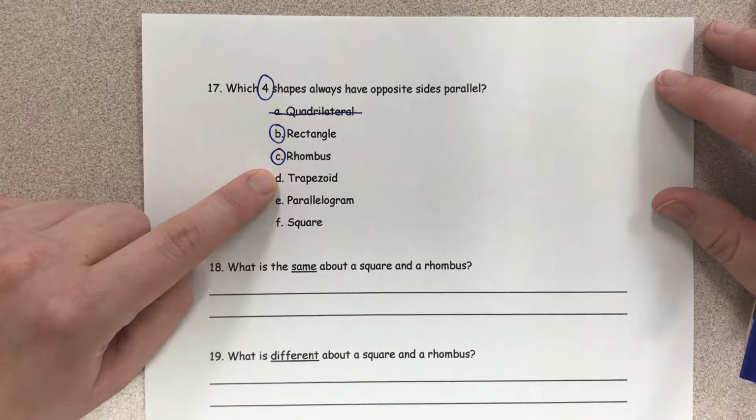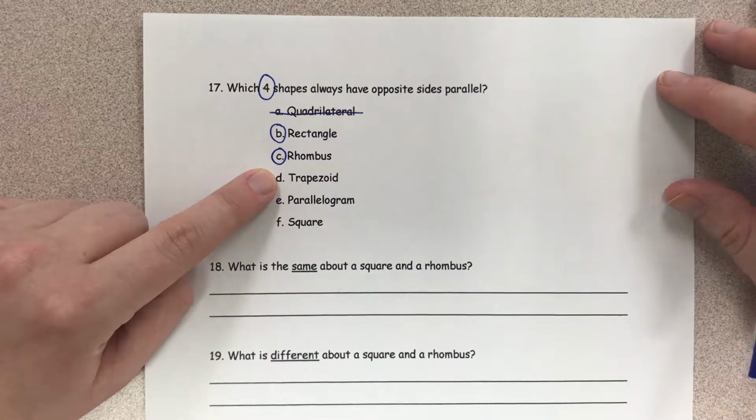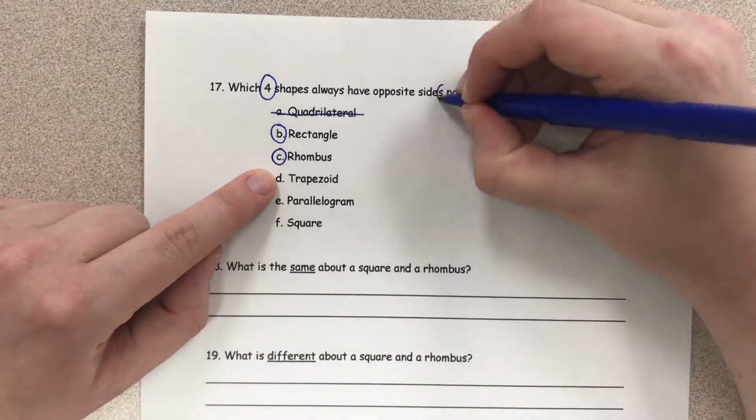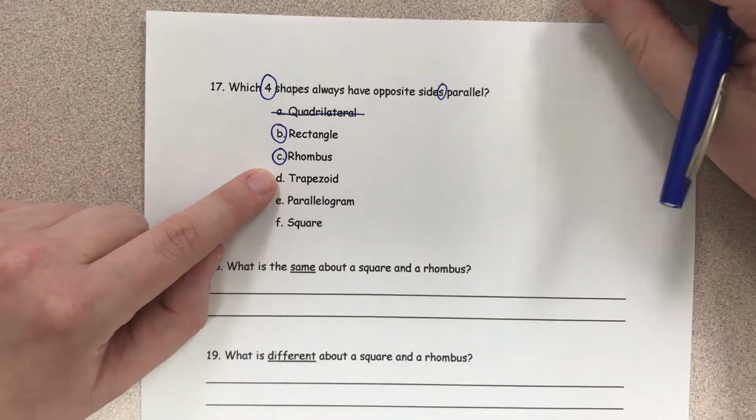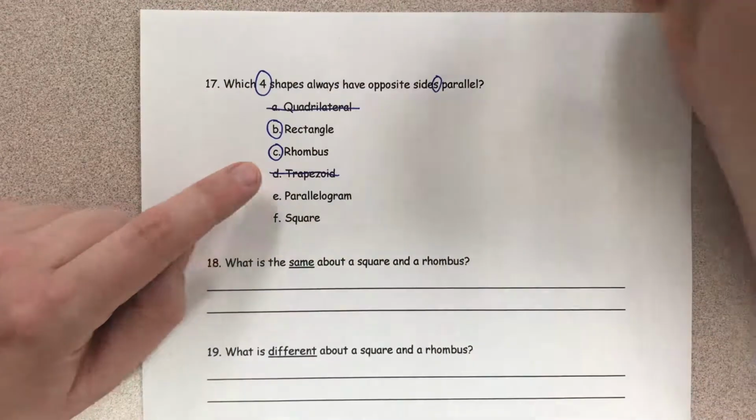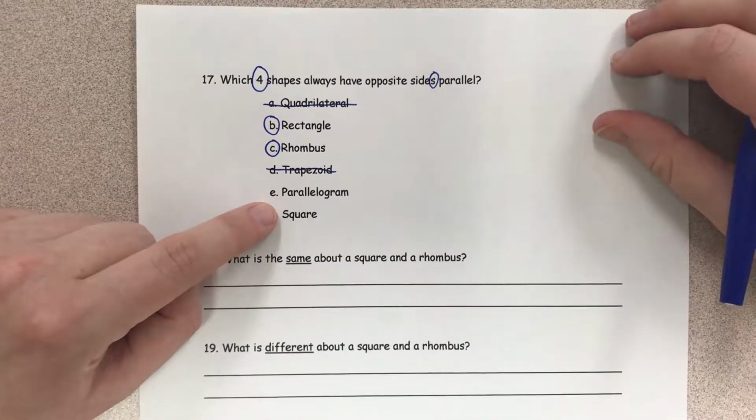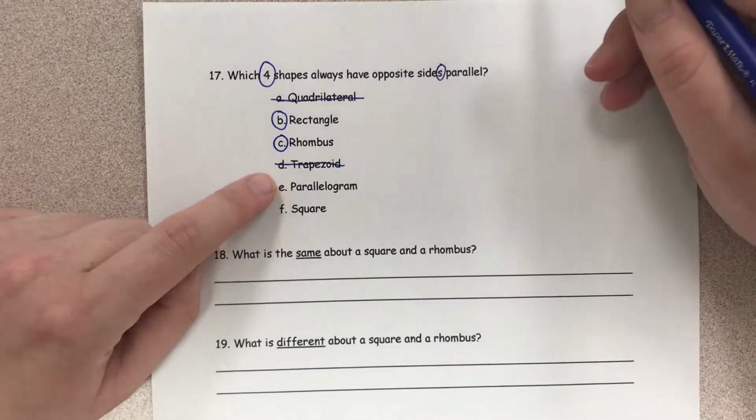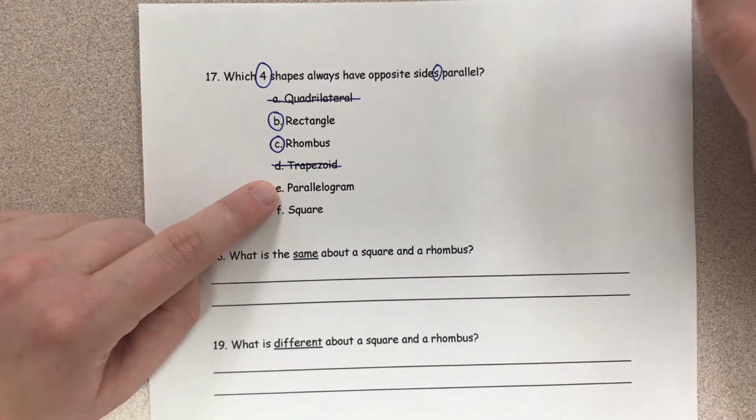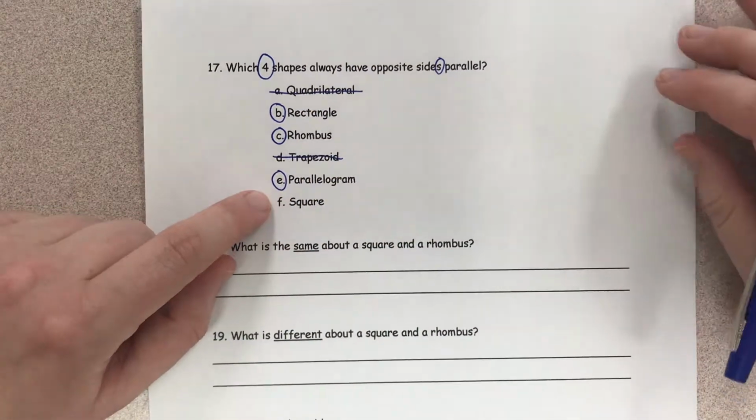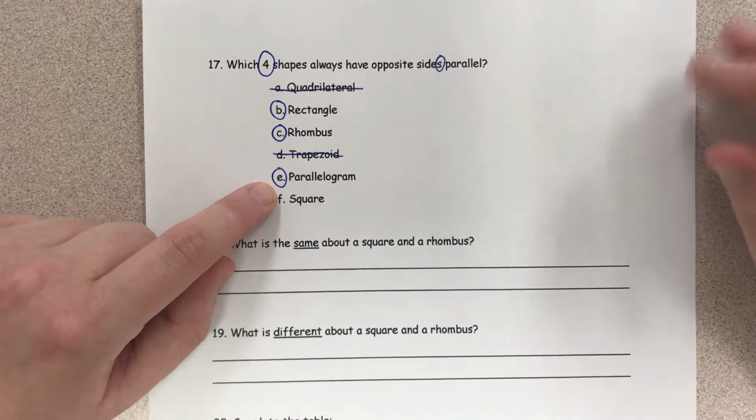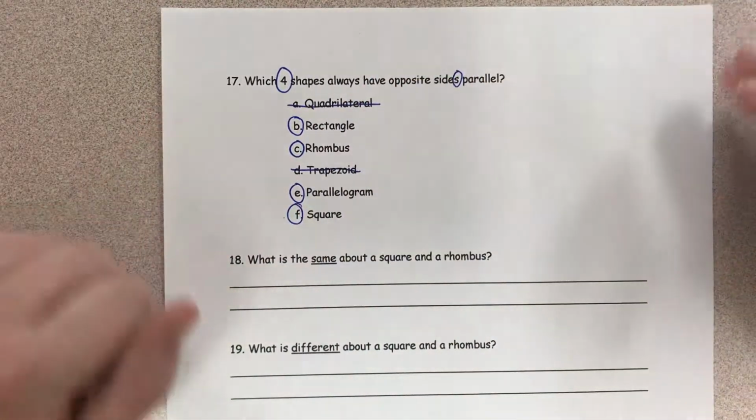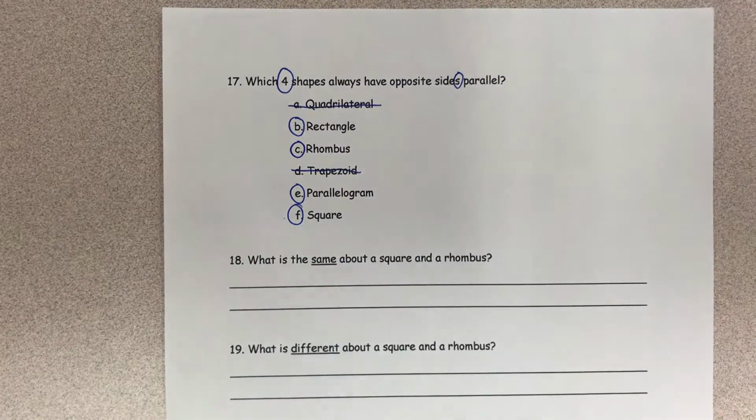Okay, a trapezoid, we know that the rule is that it has 1 side parallel. This question is saying always have opposite sides parallel, which tells us that both sides need to be parallel. So trapezoid is impossible. Now we have 2 left, which we can assume are both going to be correct answers since we already have 2 and we need 4 altogether. But let's just go through them anyway. Parallelogram, we know that the rule is that opposite sides are parallel, so that's definitely our 3rd choice. And then a square, we know the rules are 4 equal sides, 4 right angles. It's always going to have 2 parallel sides. So there we go, B, C, E, and F.